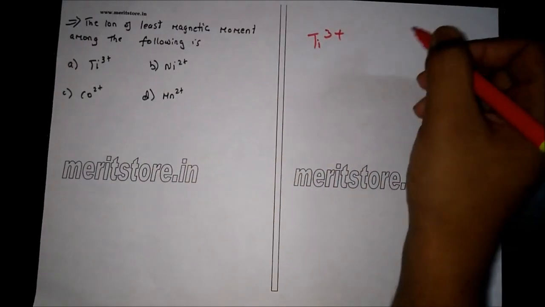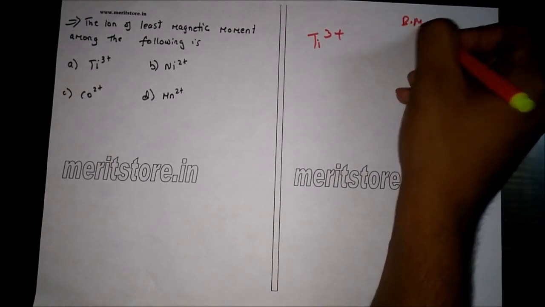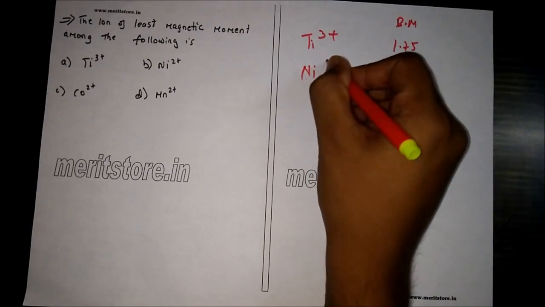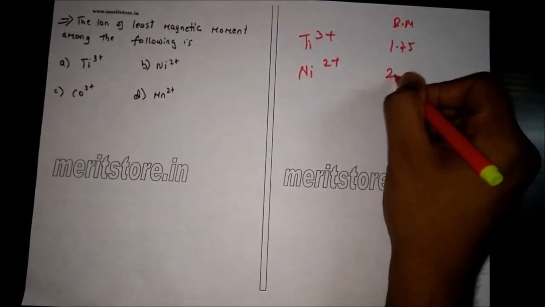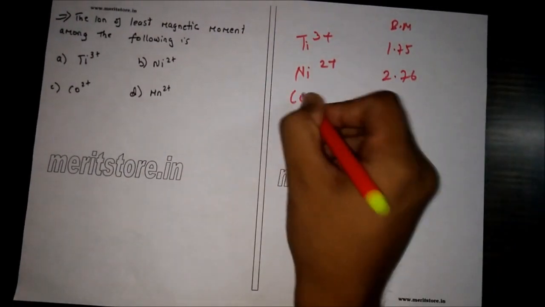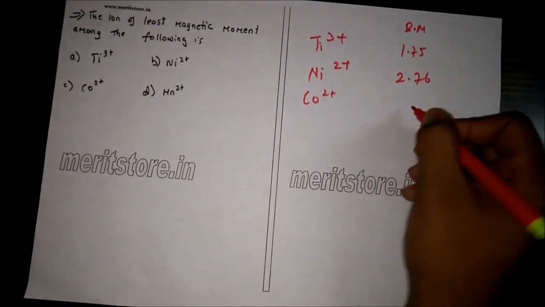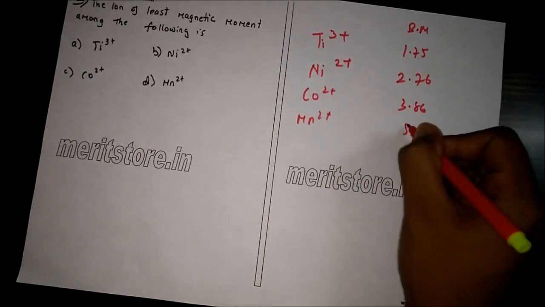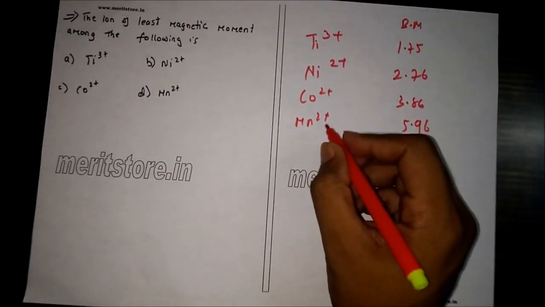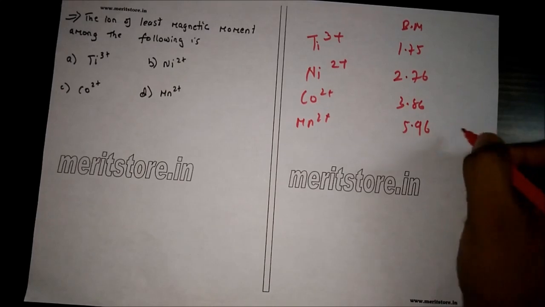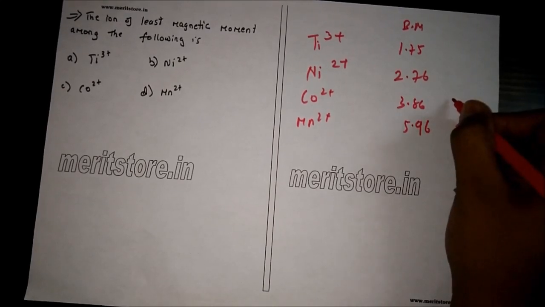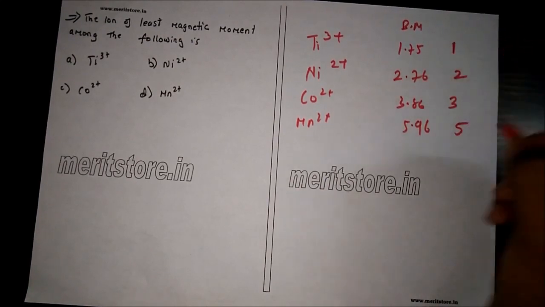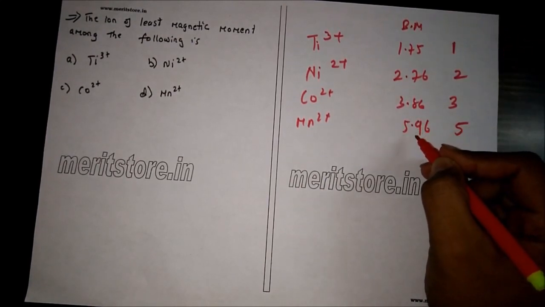Ti3+ has a magnetic moment in BM of 1.75. Ni2+ has a magnetic moment of 2.76. Co2+ has a magnetic moment of 3.86, and Mn2+ has a magnetic moment of 5.96. The magnetic moment of Mn2+ is more because there are more unpaired electrons, 5. Co2+ has 3, Ni2+ has 2, and Ti has 1. Therefore, the more unpaired electrons, the more the magnetic moment.